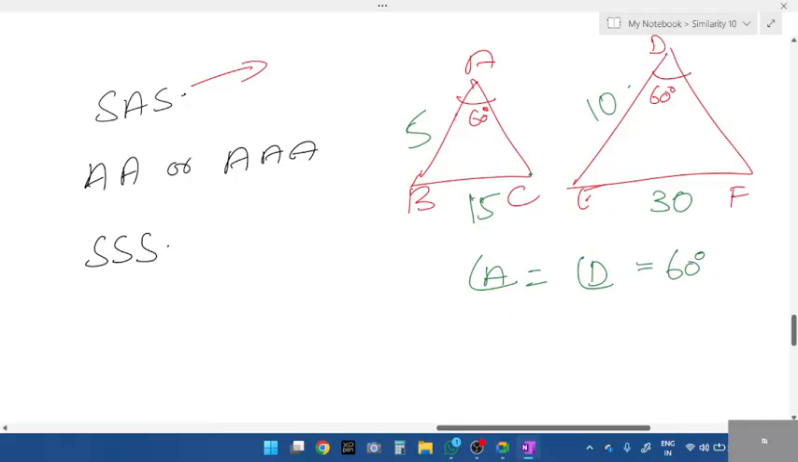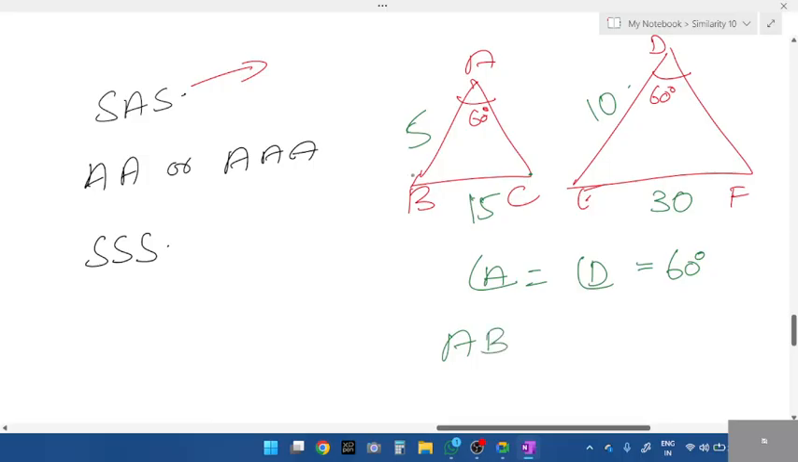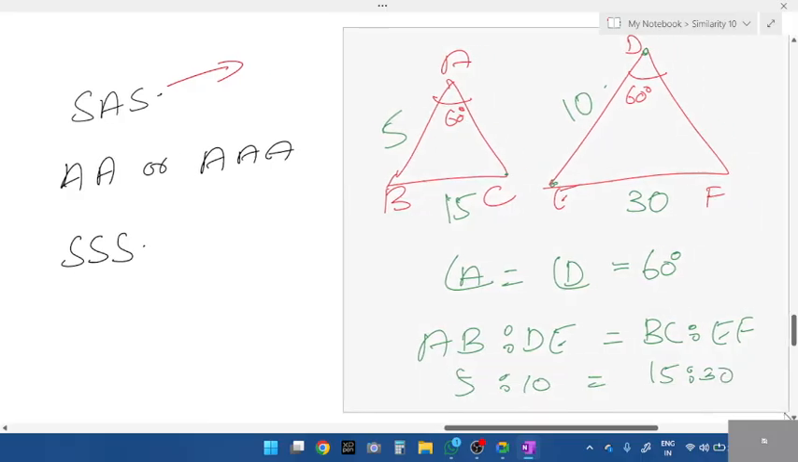Now sides, let us take side AB. You should find the ratio; the ratio should be equal. AB from this side. What's the corresponding side in the second triangle? DE. Then in the base, for the smaller triangle, what's the value? BC is to EF. Look at the values. 5 is to 10 should be equal to what? 15 is to 30. So they'll give you two triangles like this.